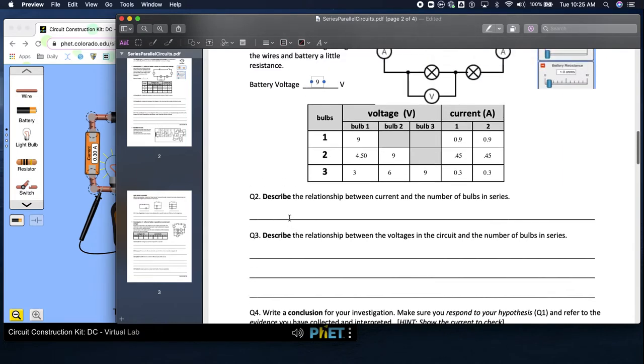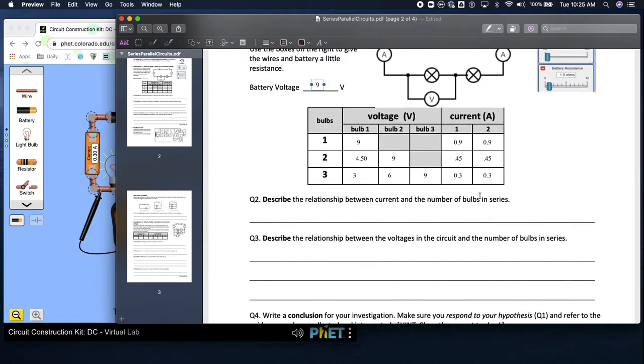All right, describe the relationship between the current and the number of bulbs in the series. Well, we have 1 bulb here. It's 0.9. As we add a bulb, what's 0.9 divided by 2? 0.9 divided by 2 is 0.45. What's 0.9 divided by 3? It's 0.3. Okay, so as the number of bulbs increases, the amps decrease.